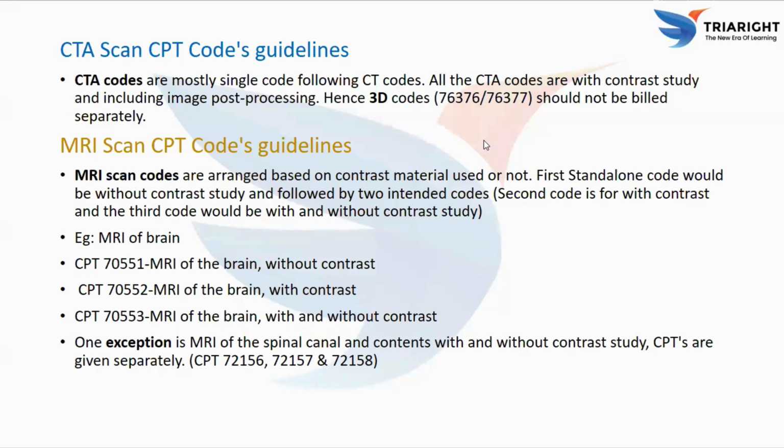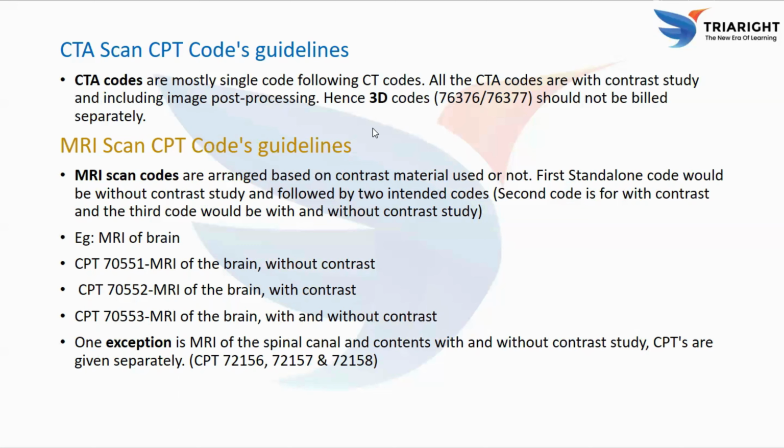So why not 3D codes? 76376 and 76377 are not billed with CTA. CTA inherently requires vessel reconstruction, 3D reformats and specialized post-processing. Therefore, 3D is already bundled into CTA CPT codes. So do not bill 76376 or 76377 with CTA codes. So if it's CTA, 3D is already paid for.